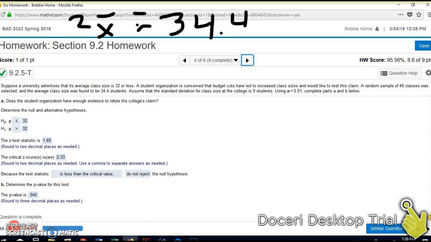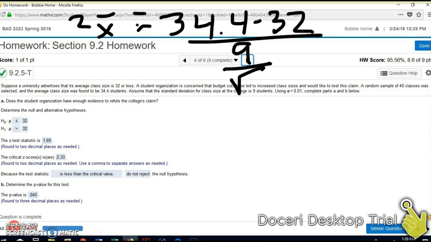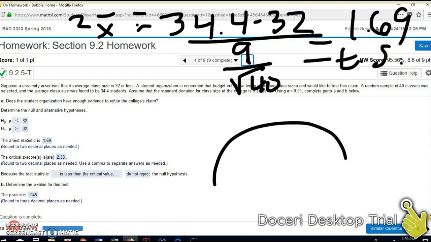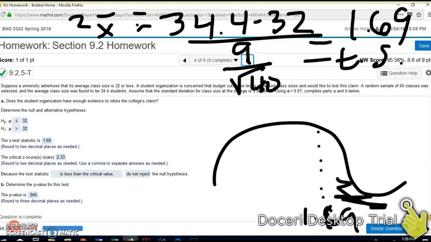Our test statistic would be 34.4, the average, minus our hypothesis, which was 32, over 9 divided by the square root of 40. Standard deviation is 9, 40 is n. So once you do that, your test statistic is 1.69. Now your critical z-score for alpha being 0.01 is, sorry, 2.33, and this is a right-tail test.